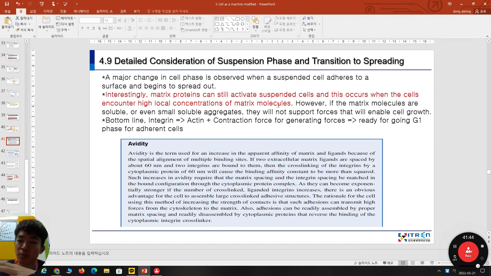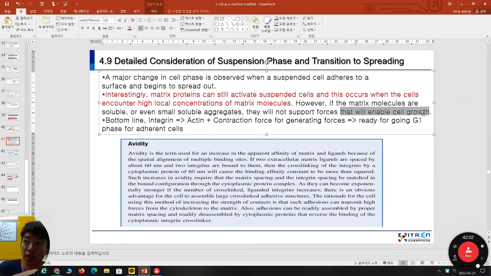This is true. However, if the matrix molecules are soluble, not firmly attached on the bottom or cross-linked to each other, or even small soluble aggregates, they will not support the forces that enable cell growth. When you culture fibroblasts in suspension media and add fibronectin or collagen, 2 days later they will be dead. Why? Fibroblasts actually need ECM as well as force to grow. After touching the ECM and then using actomyosin contraction, when they feel the force, they have the power to survive and the power to grow.